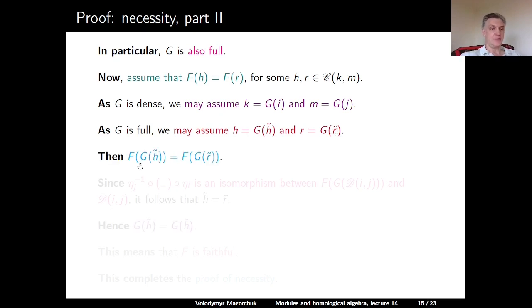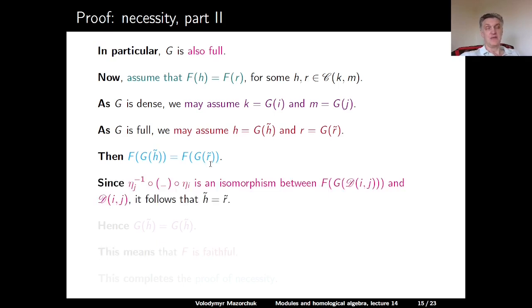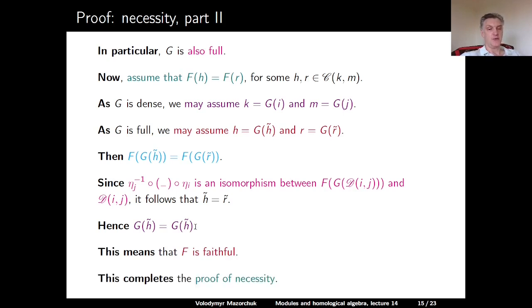And then we have the equality that F of G of H tilde is equal to F of G of R tilde. But we have already seen that precomposing with eta I and postcomposing with eta J inverse is an isomorphism between F of G of Dij and Dij. And here we apply F of G exactly here, and we end up in Dij. Since this map is an isomorphism, it follows that H tilde is equal to R tilde. In particular, G of H tilde is equal to G of R tilde, and this means that the functor F is faithful. And this completes the proof of necessity.